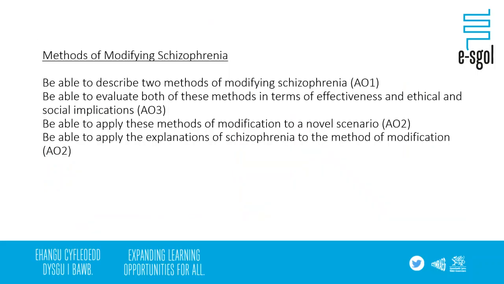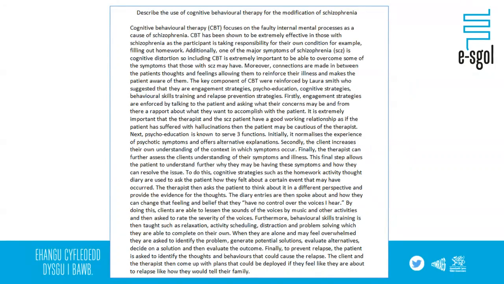Okay, so let's have a look then at an answer looking at CBT. The question that we've got here is: describe the use of cognitive behavioural therapy for the modification of schizophrenia. CBT focuses on the faulty internal mental processes as a cause of schizophrenia. CBT has been shown to be extremely effective in those with schiz, as the patient is taking responsibility for their own condition, for example, filling out homework.